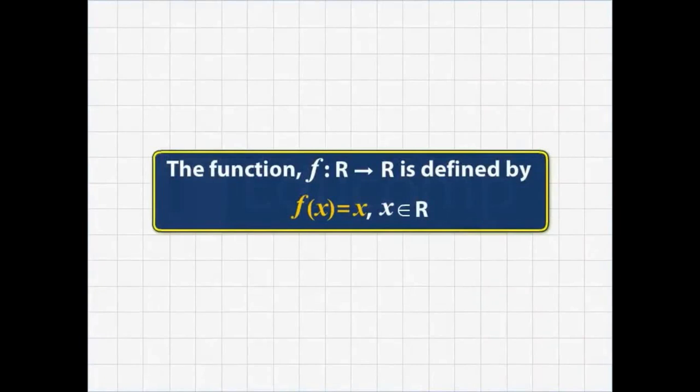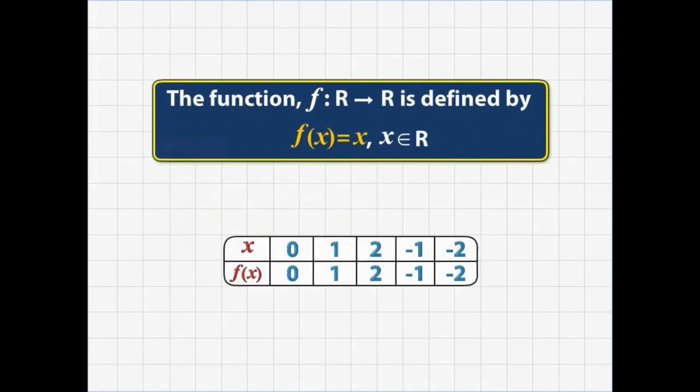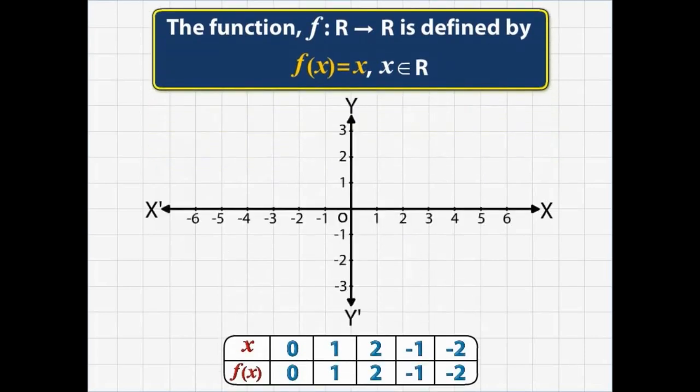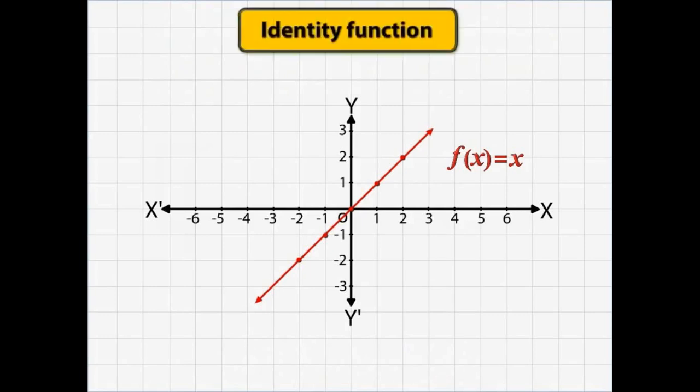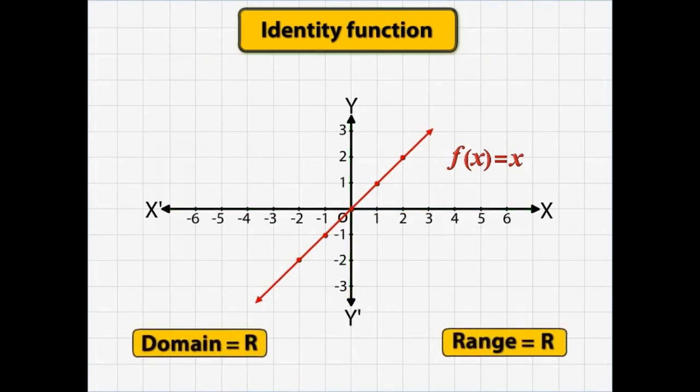Now look at this function f that maps from a set of real numbers to a set of real numbers so that f of x equals x, where x is an element belonging to the domain of f. For this function, we see that each input equals the output of the function. Also, if we plot the graph of this function, the graph is a straight line passing through the origin. Such functions in which the domain equals the range are identity functions. The graph shows that the domain and the range of this function are a set of real numbers.